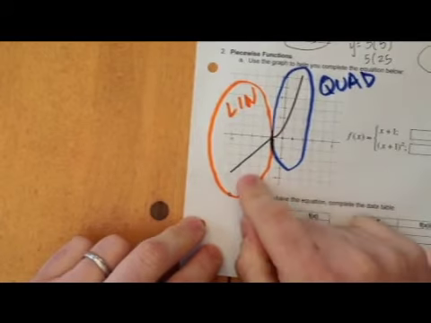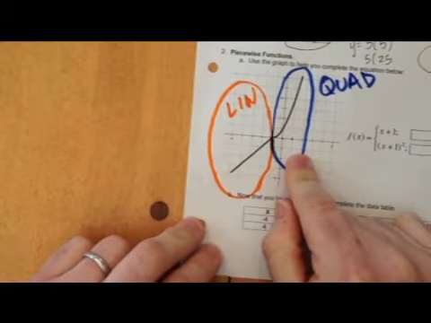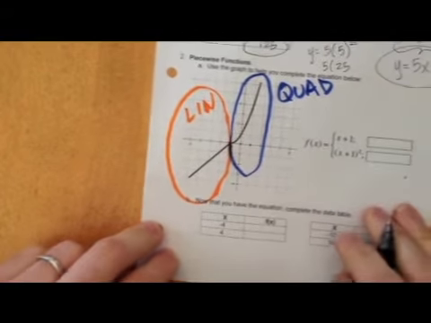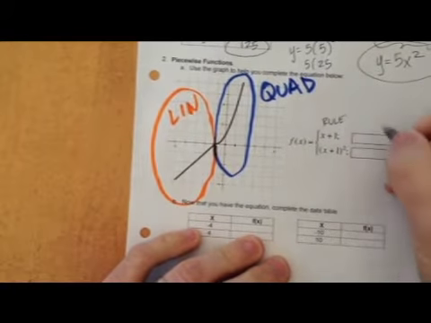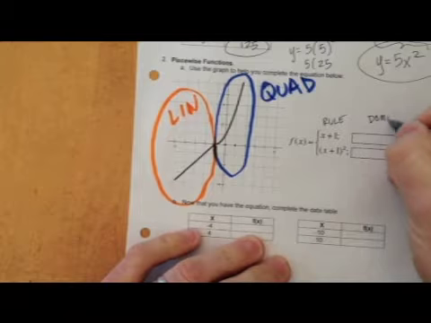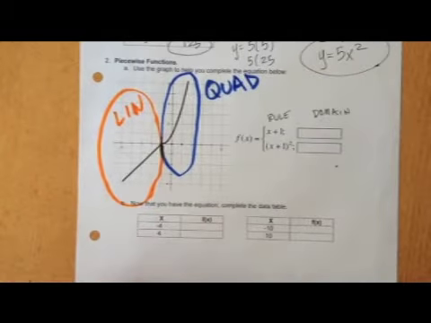So the first part of this problem is just describing what part is the orange zone and what part is the blue zone. Because remember, when I'm setting up a piecewise function, I want to say where is the rule, and then the second part is to describe where the domain is to go along with that rule.